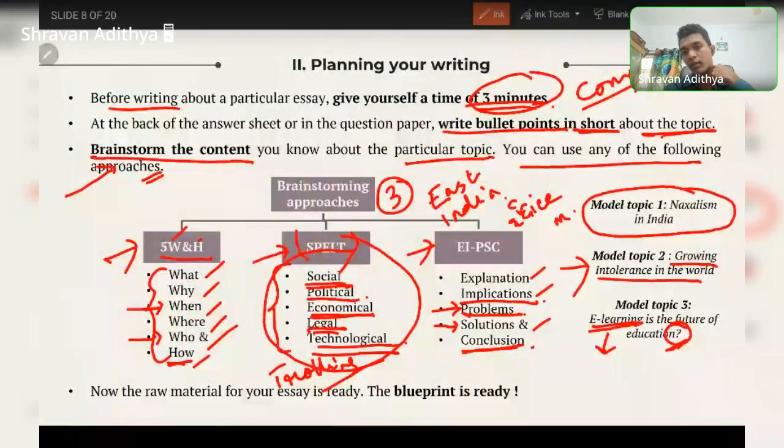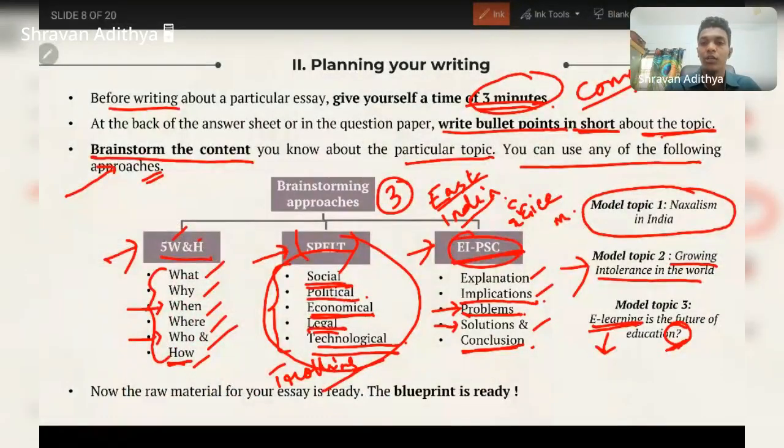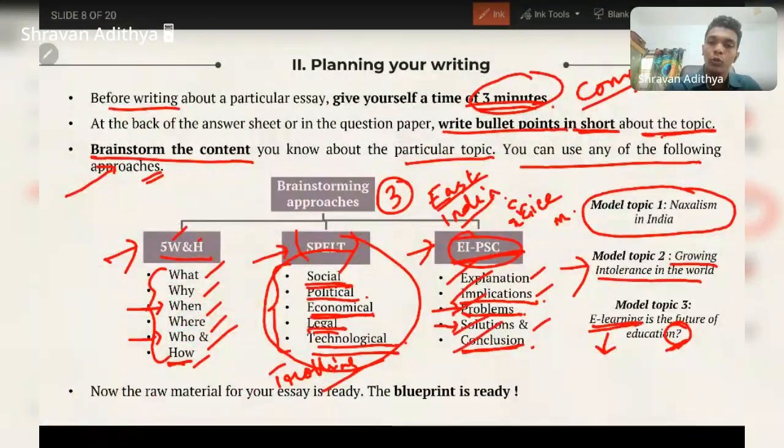So this is the EIPSC approach. If you want to remember this mnemonic, this is the way: East India Public Service Commission. That's how you can remember it. EIPSC stands for explanation, implication, problem, solution, and conclusion. So that is one other way to brainstorm your points.